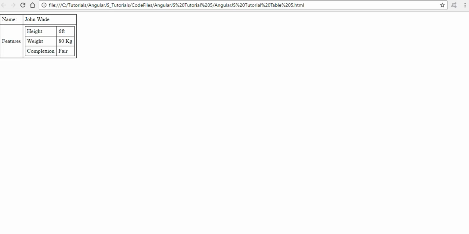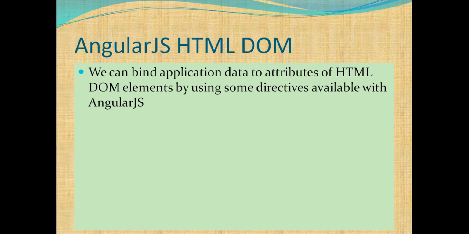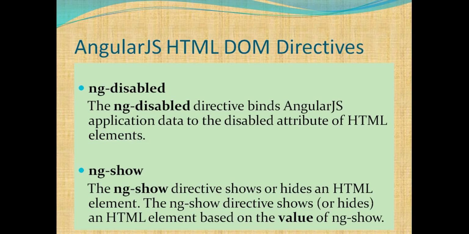Now let's look at the next topic. AngularJS HTML DOM. We can bind application data to attributes of HTML DOM elements by using some directives available with AngularJS. The various AngularJS HTML DOM directives: ng-disabled is the first one. The ng-disabled directive binds AngularJS application data to the disabled attribute of HTML elements. Let's see how we use ng-disabled.